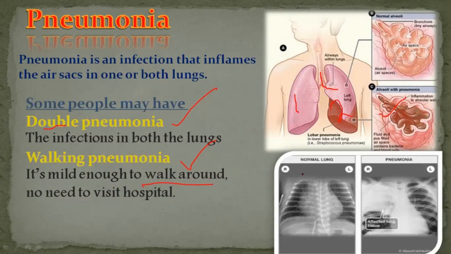And if you see this X-ray image, you can see this is normal lungs, and here on this side we can see the affected lung tissues, where the lung is filled with pus. That is the lung of a pneumonia patient.